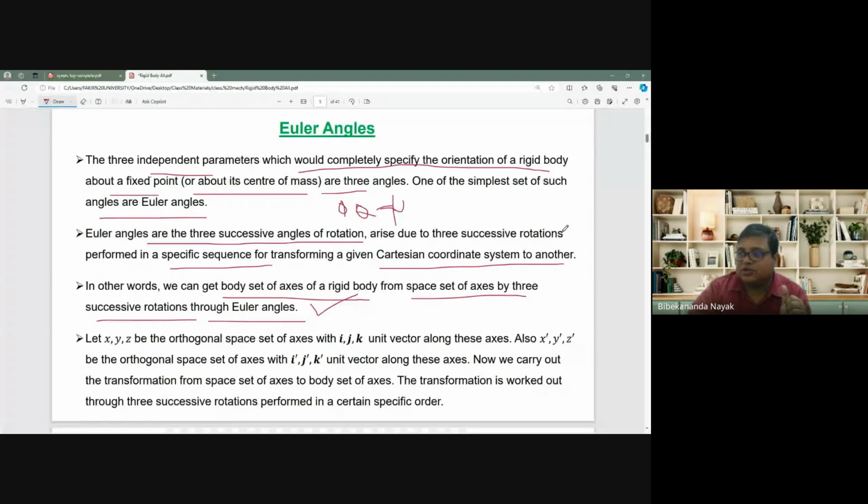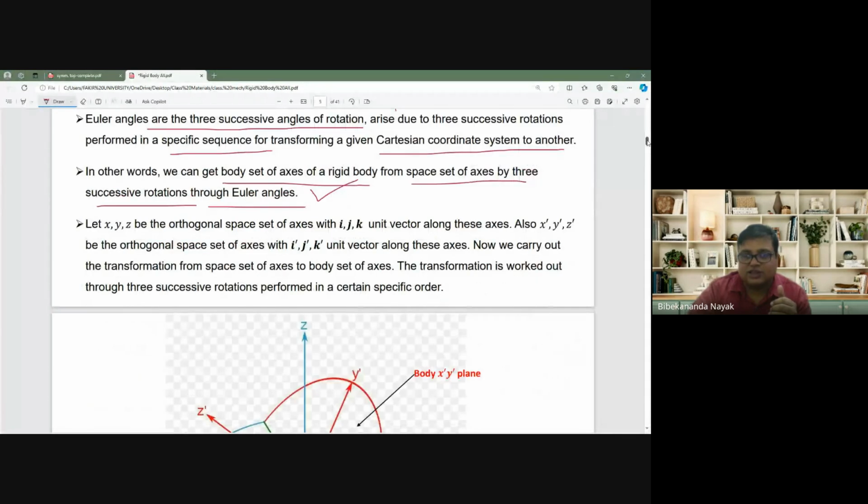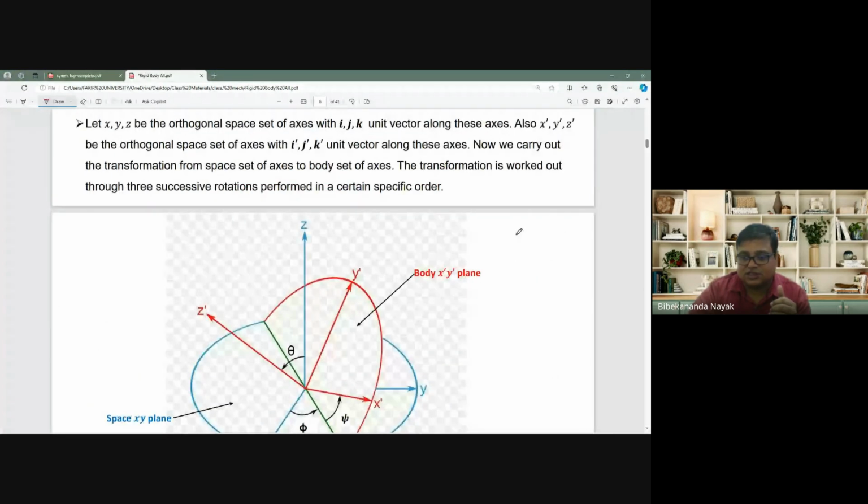So how is it achieved? For simplicity, let's assume x, y, z is the orthogonal space set of axes with unit vectors i cap, j cap, k cap, and x prime, y prime, z prime is the body set of axes whose unit vectors are i prime cap, j prime cap, k prime cap. Now we carry out the transformation so that x, y, z exactly matches x prime, y prime, z prime. That is our aim. Are you getting my point?